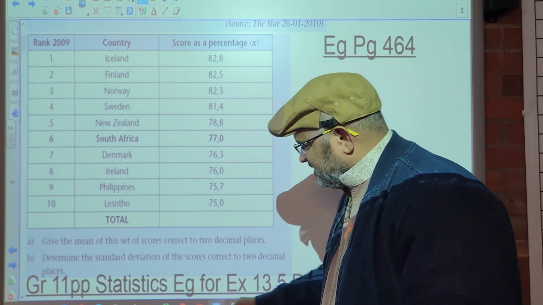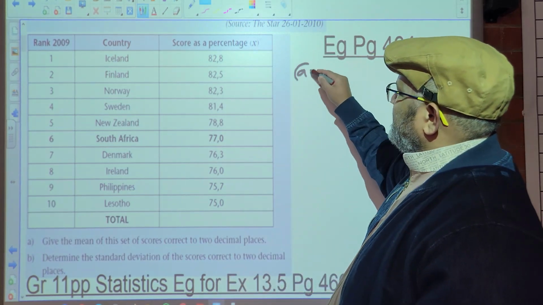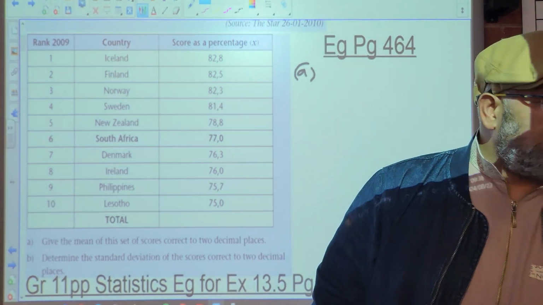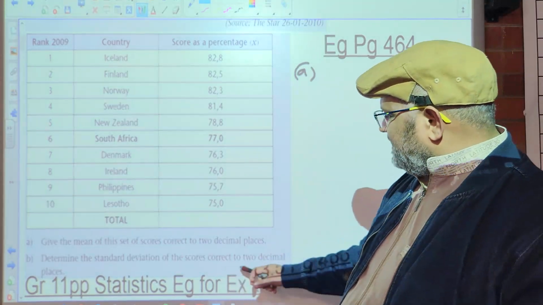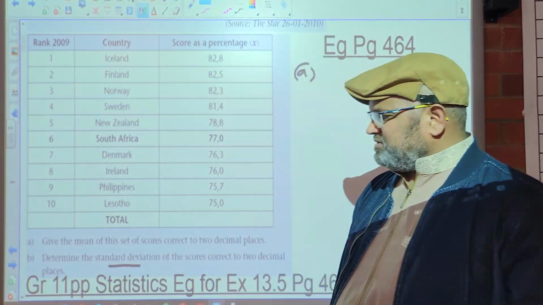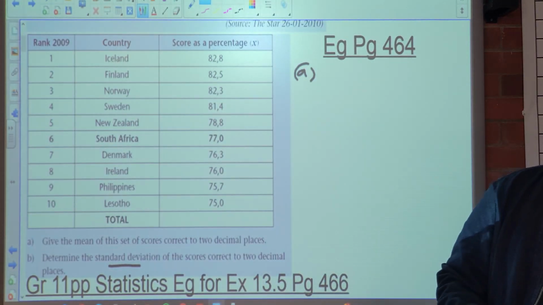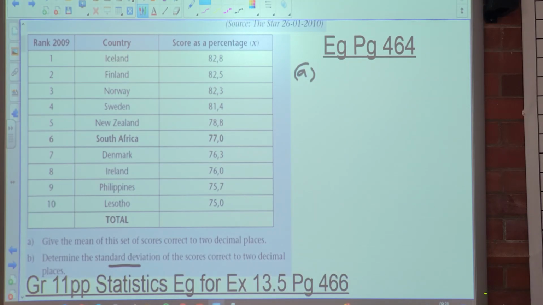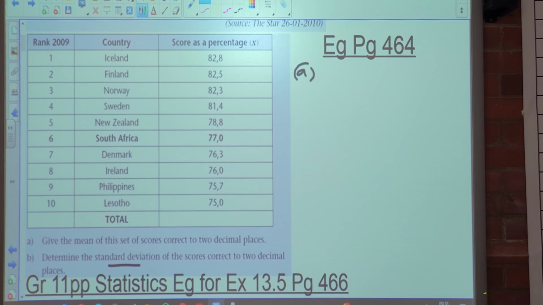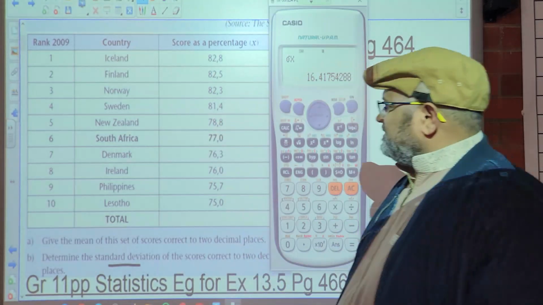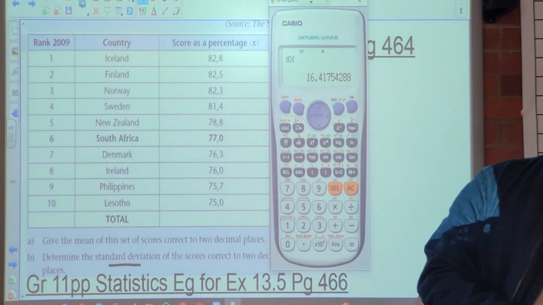People, how do you work out the mean? You're going to add up all the numbers and divide it by 10. Not so. But you look at the next question, it says determine the standard deviation. So how do we do that? On the calculator, not so. But when we do this into the calculator, we are automatically working out the mean value as well. So I'm going to enter it straight into the calculator, so I'll get the mean and the standard deviation at the same time.